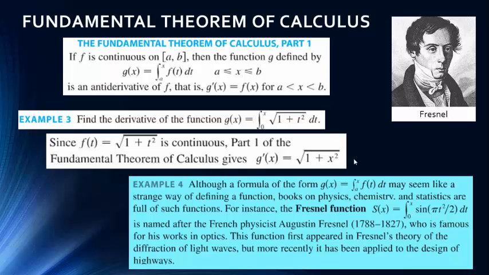And it's so curious how things used in one area of science can be applied in another. So this function first appeared in his theory of diffraction of light waves, but interestingly, now it's been applied to the design of highways. So it's quite cool, and this is often where new discoveries come from, is applying applications in one field of science to another. And here we have an actual application from light waves to really a much more civil engineering approach, or the design of highways. Quite cool.